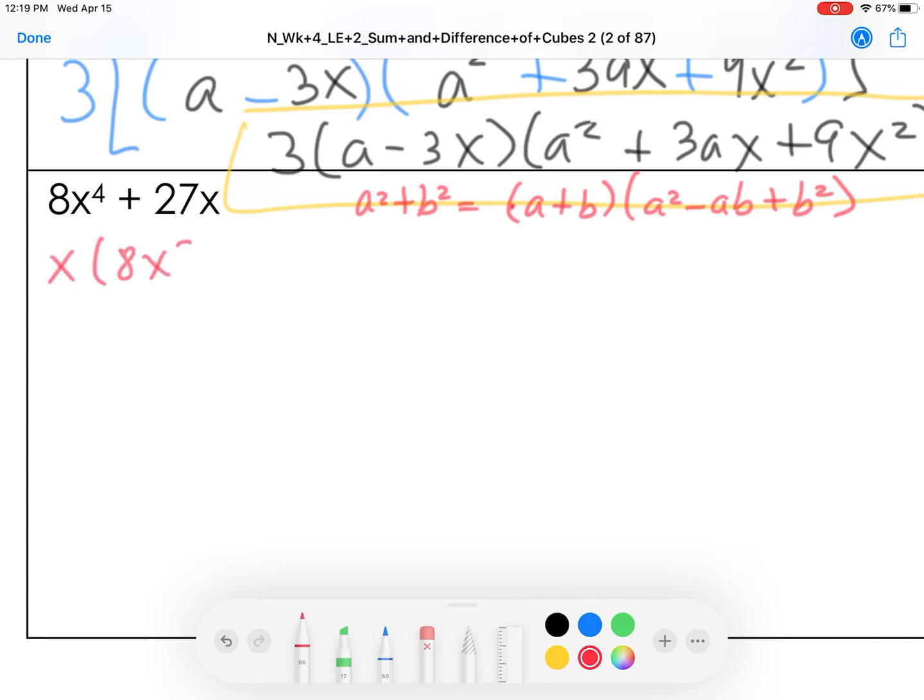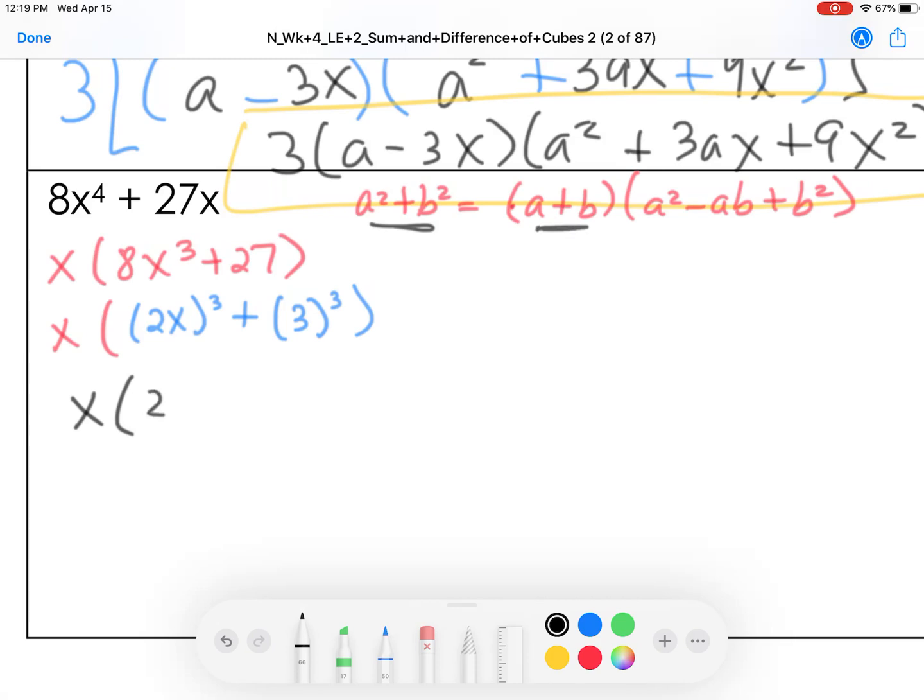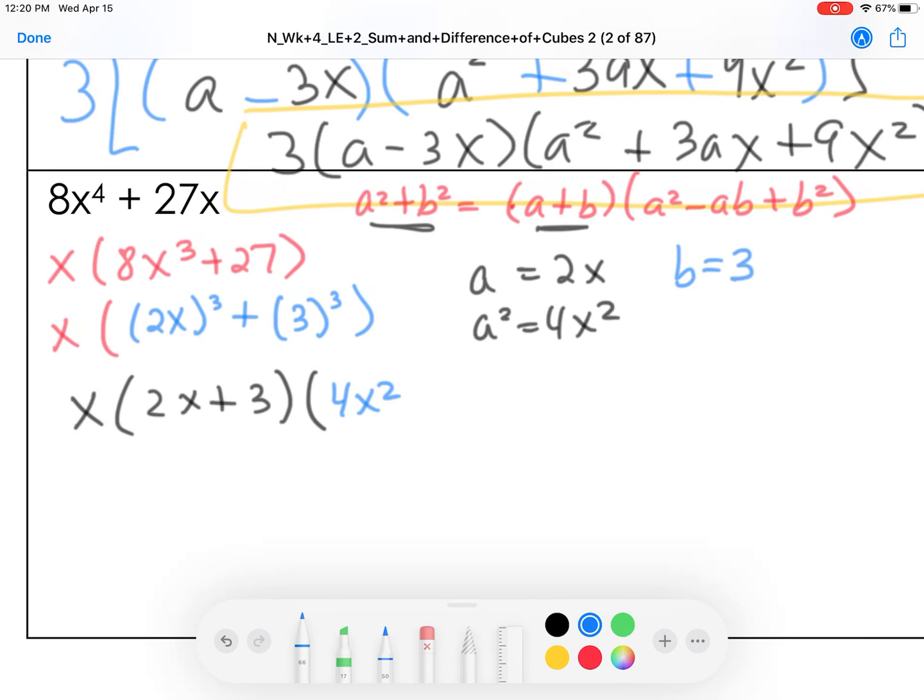So we have x times 8x cubed plus 27. And we know that 8 is 2 cubed. So our a value is going to be 2x. And then our b value is going to be 3. So we've got the x in front. We've got a plus b. So we have 2x plus 3. And then we've got a squared. So if a is equal to 2x, then a squared is equal to 4x squared. And our b value is 3.